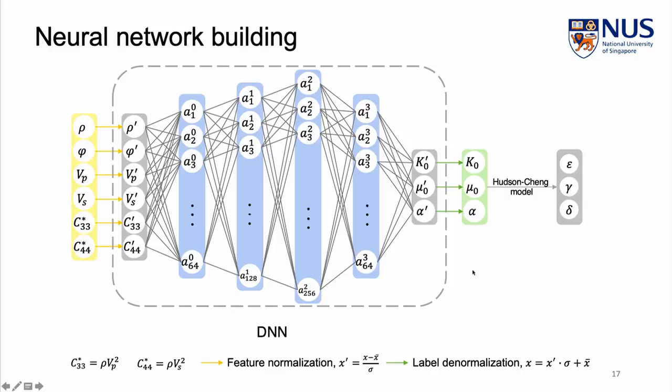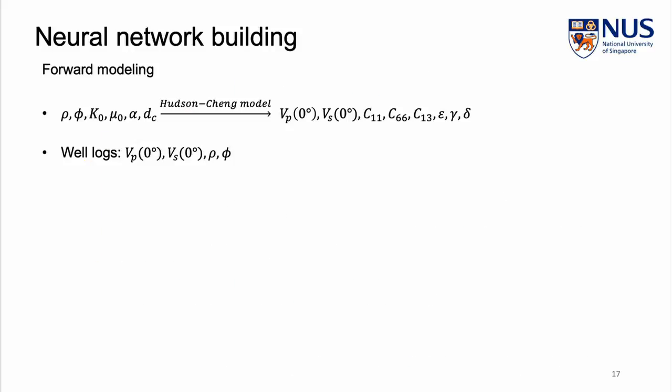Now, because we don't have actual measured ground truth, what is different in this paper and our approach is that we use the Hudson-Cheng model to build the learning set. So the learning set is completely synthetic, completely artificial, nothing to do with actual measured logs. We use the model to generate a whole bunch of these, and the well logs basically correspond to Vp, Vs, rho, and we don't actually have the logs in the training set.